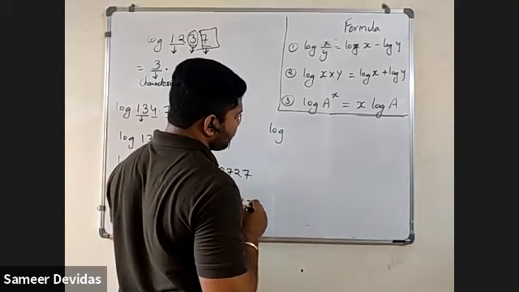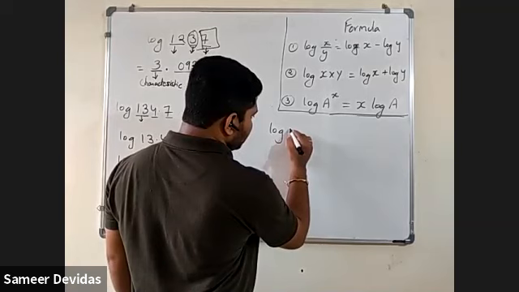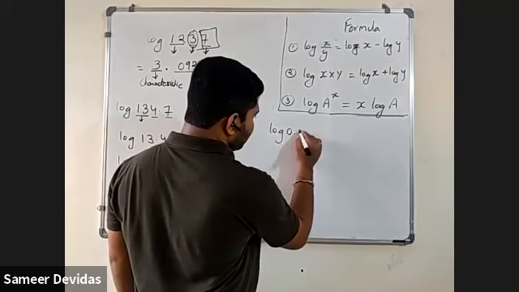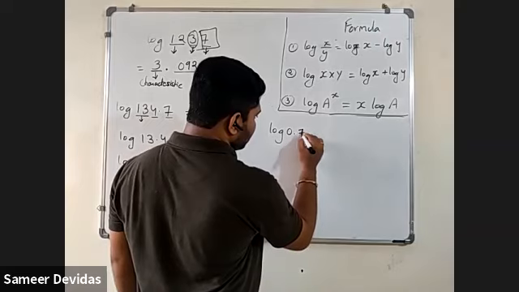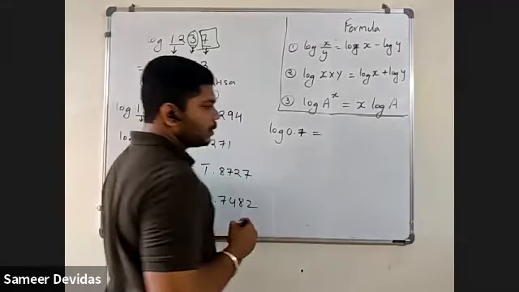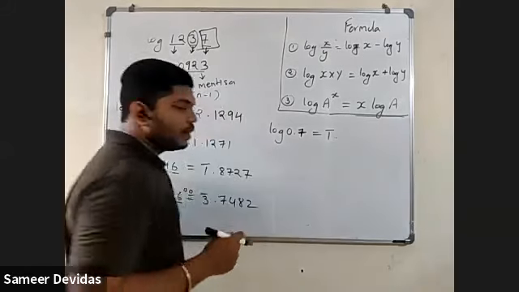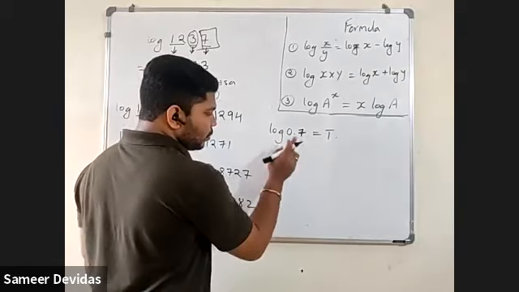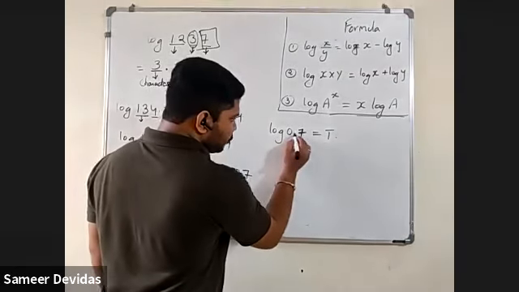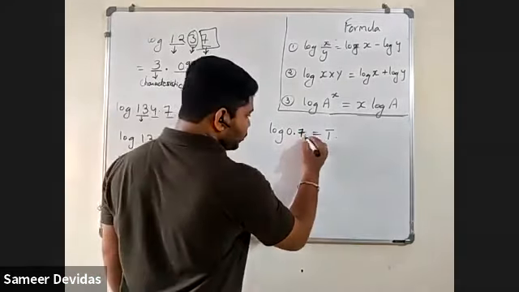Still we will take log 0.7. This is the number. Tell me, what is the characteristics? Minus 1. Very good. Mantissa, how to find out? So 0 is the non-zero digit. After that, if you see after the decimal, 7 is there. But I have told you 4 numbers are required. So you have to put 0, 0, 0, 0.